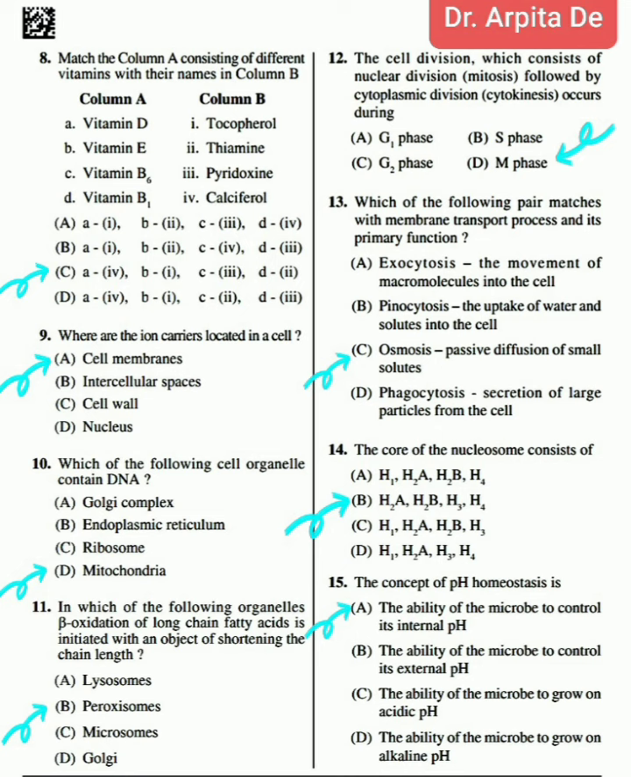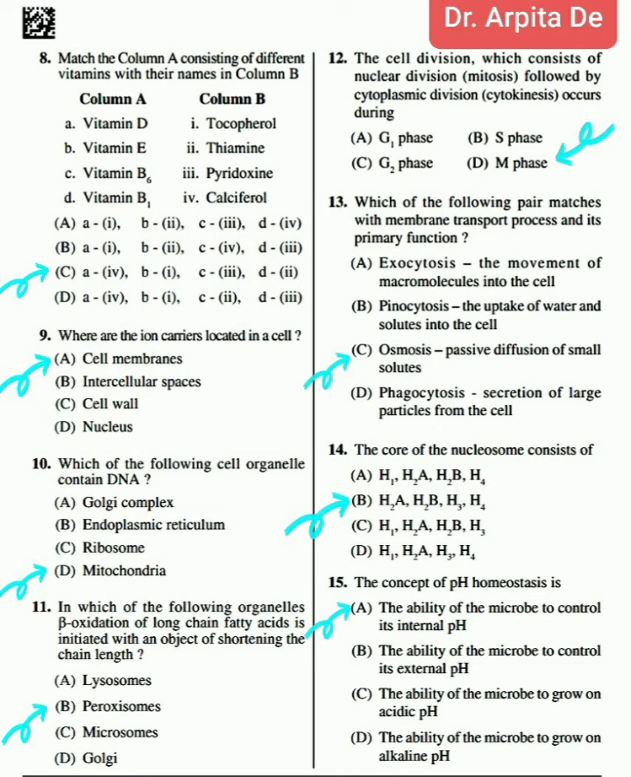Coming to question number 10, which of the following cell organelles contain DNA? Golgi has no DNA of its own, ER has no DNA, ribosome has no DNA, only mitochondria. Had there been another option, chloroplast, we would have said chloroplast and mitochondria. But among these four, it's only mitochondria. That is why we call them semi-autonomous organelles.